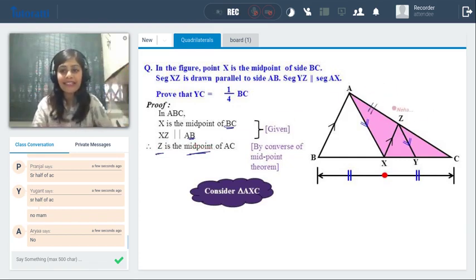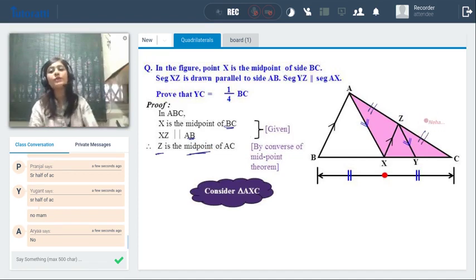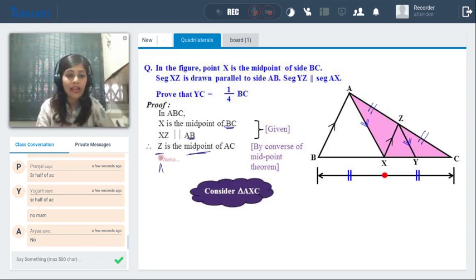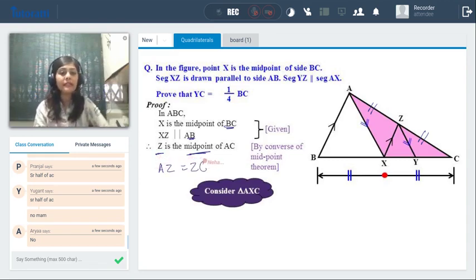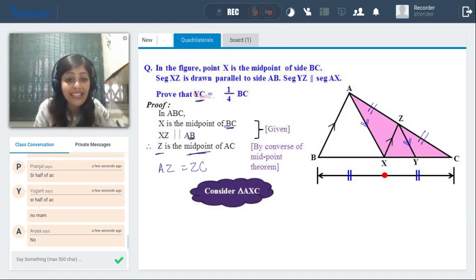So can I mark this? Yes, Z is the midpoint of AC, so I'm going to say AZ is equal to ZC. This is what we understand. Now, students, pay attention. But that doesn't solve our problem, right? We need to go to YC. Now look, where do we have YC? YC is in what part of the triangle? Is it in triangle AXC? Yes, it is in triangle AXC.